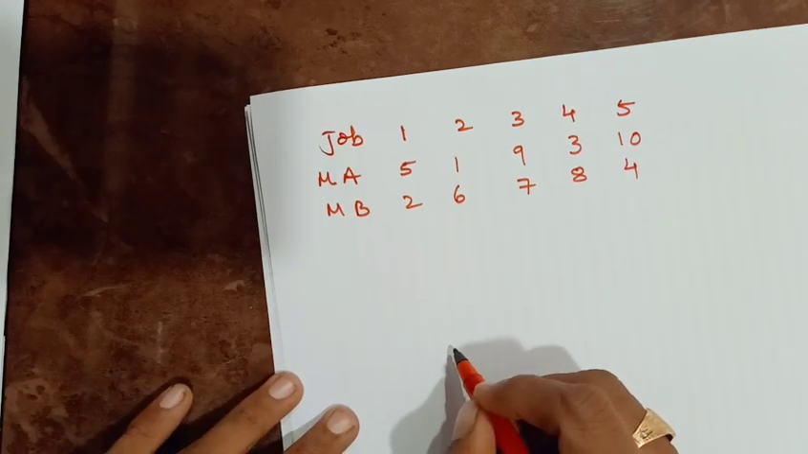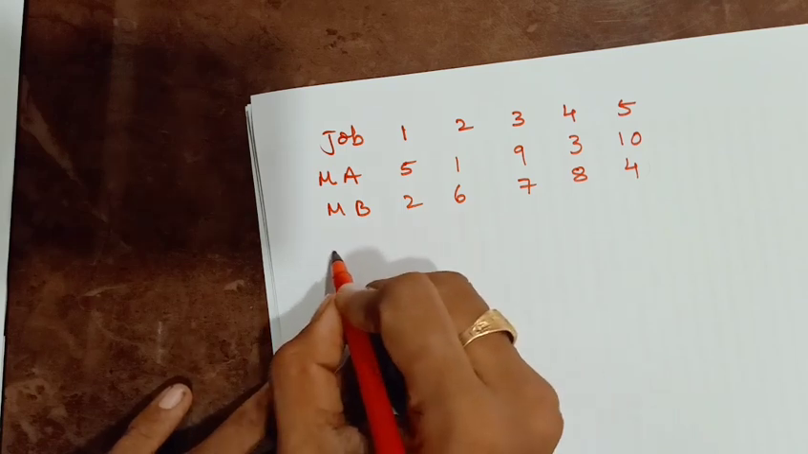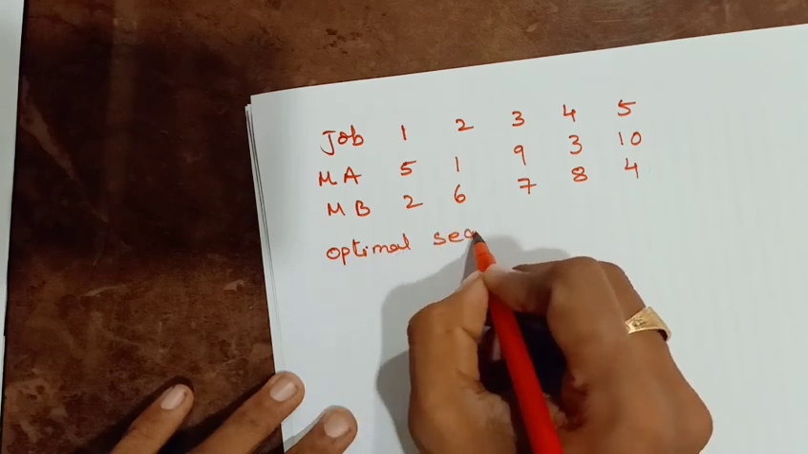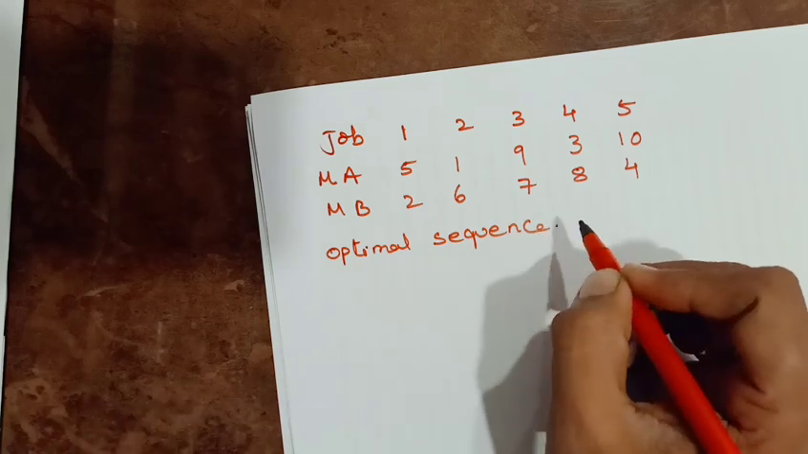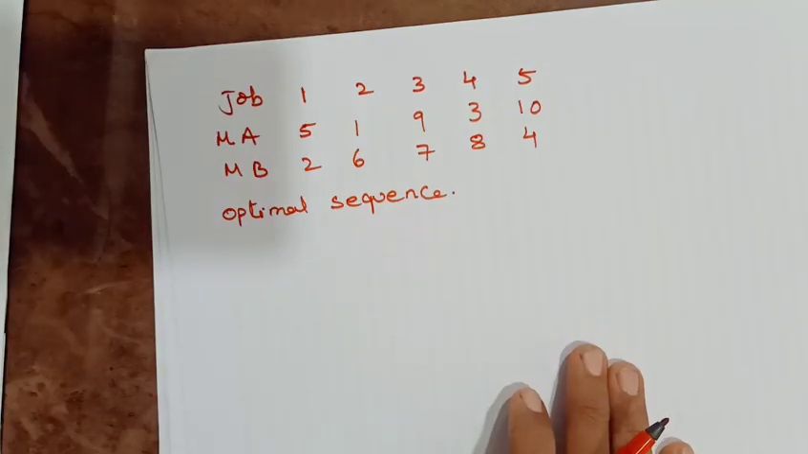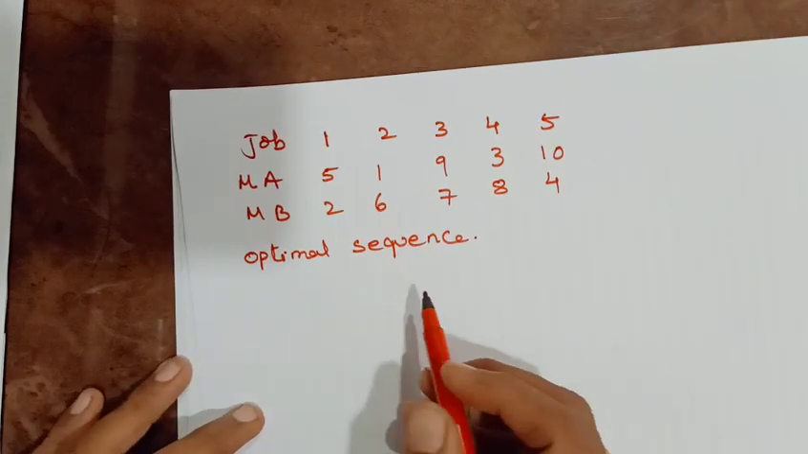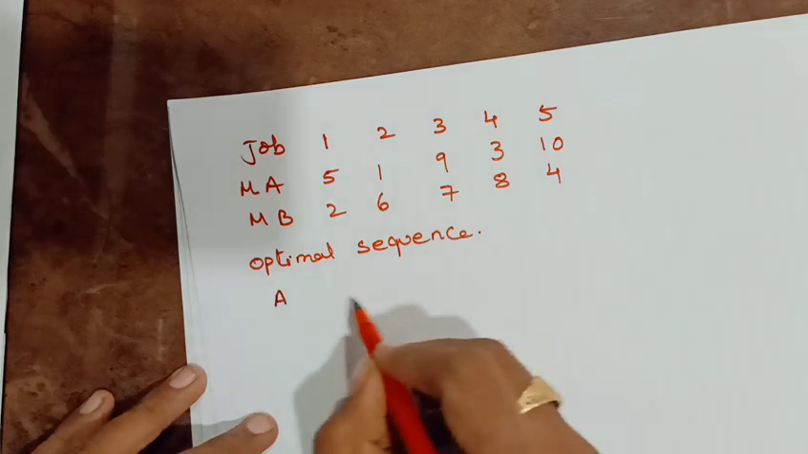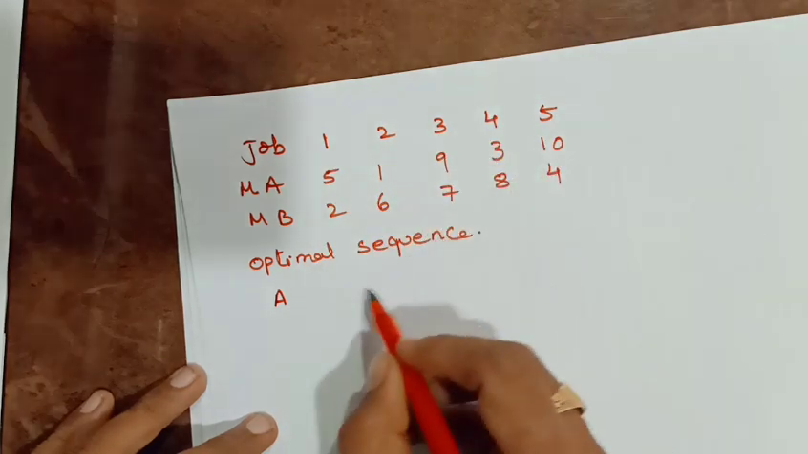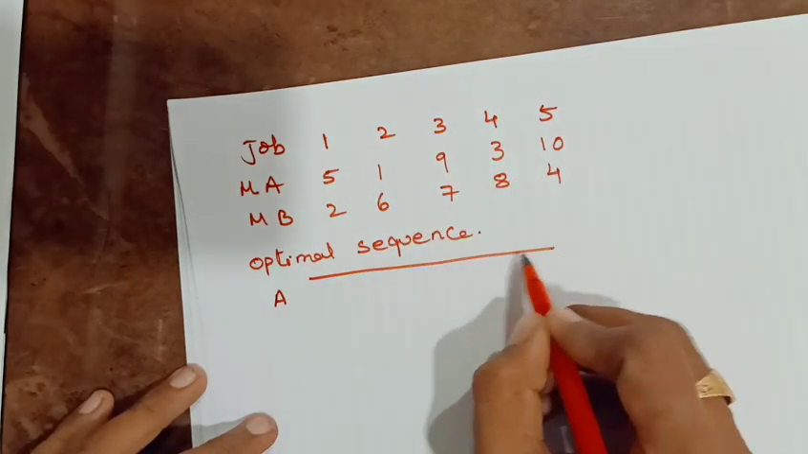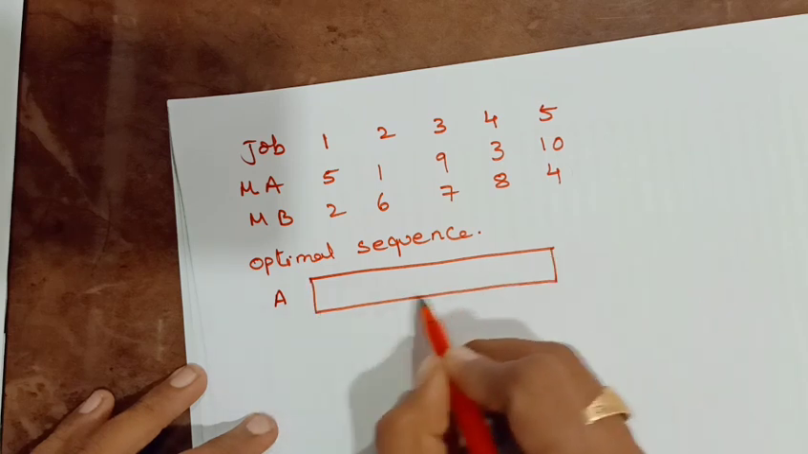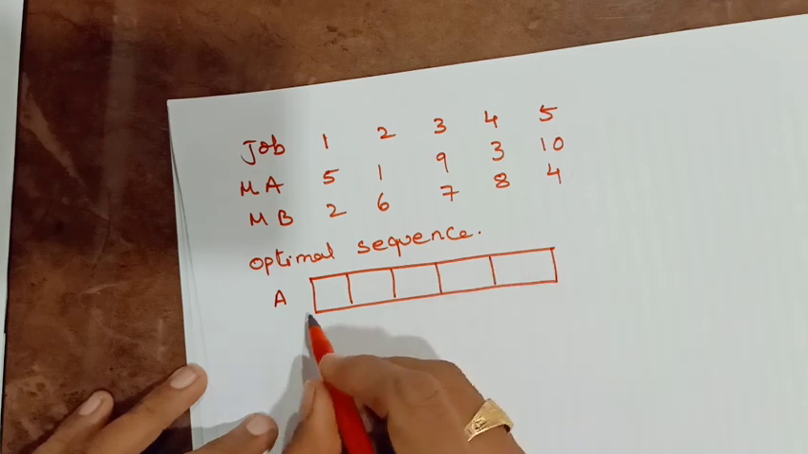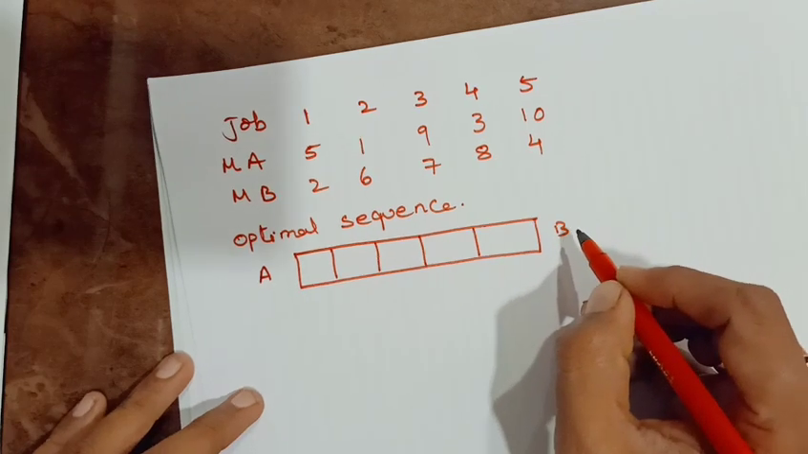So first, what we have to find out is the optimal sequence. On the left side we will say A. How many jobs do we have? 1, 2, 3, 4, 5. So we'll have 5 blocks like this, 1, 2, 3, 4, 5, for machine A and machine B.